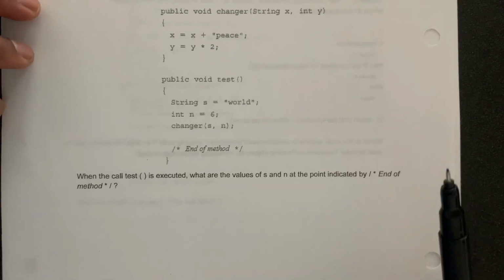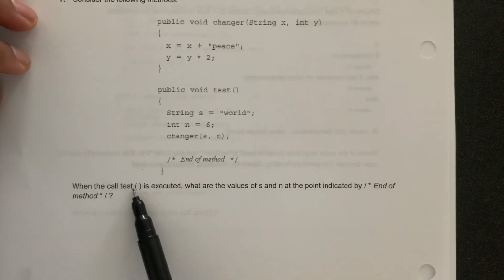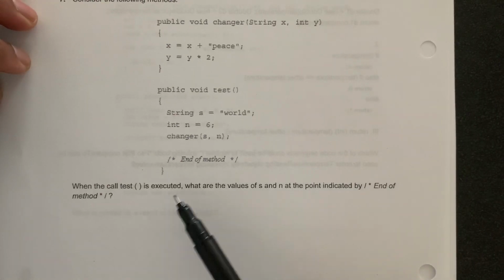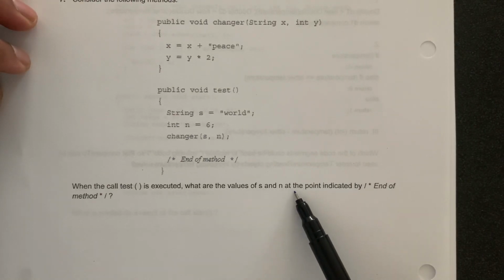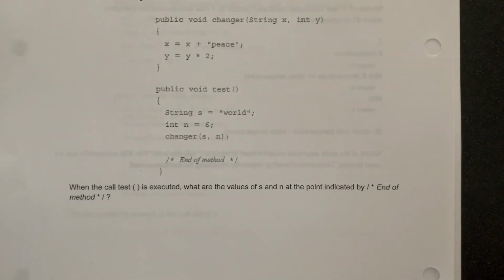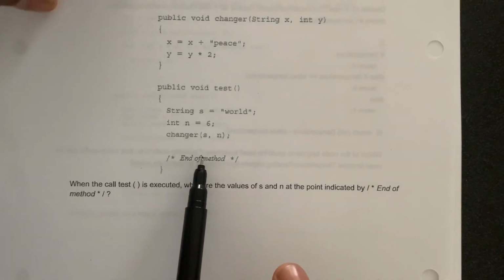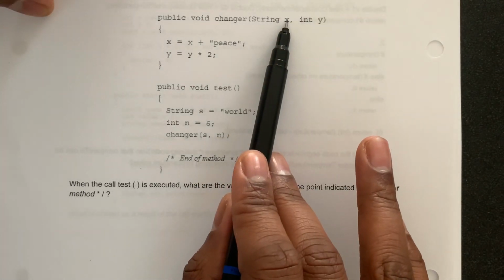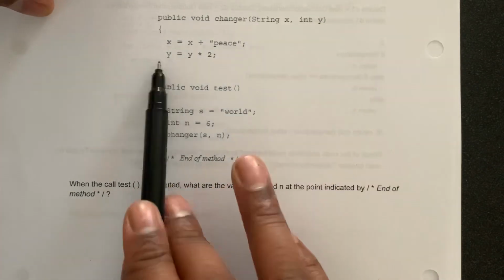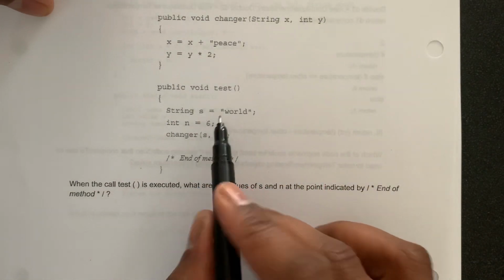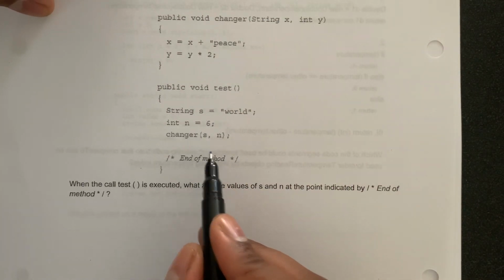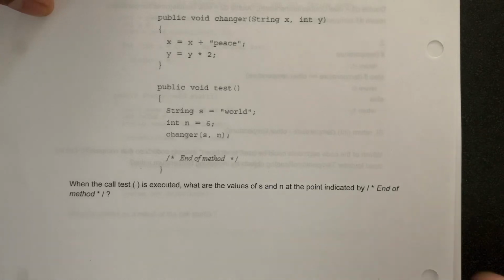And the question is, when the call to test is executed, what are the values of s and n at the point indicated by end of method? So when we pass this parameter s and n, what happens is x equals x plus piece, and y is going to be y times 2. But because s and n only live inside this method, even when you call this, nothing actually changes about s and n.